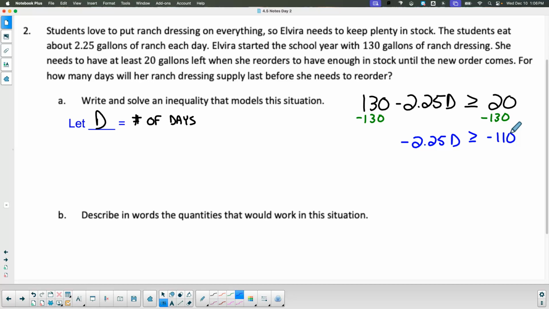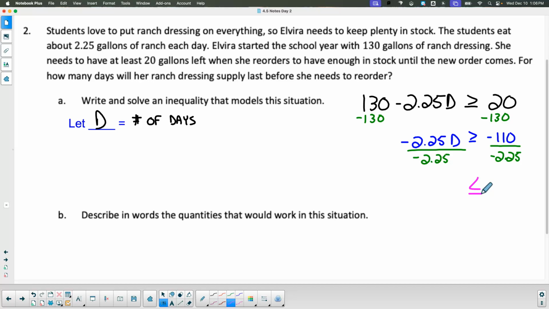Okay. What are we going to do next? Divide by negative 2.25. What are you talking about there, Owen? Switch that. Why? We're multiplying or dividing by a negative, so automatically our inequality has to flip. Okay? So automatically that flips.